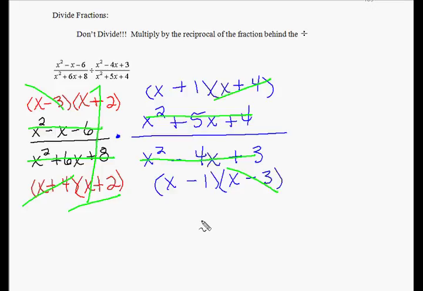So our final answer for this problem, the only thing left in the numerator is x plus 1. The only thing left in the denominator is x minus 1. And again, I'm going to use parentheses around this so I'm not tempted to cross out something that's illegal.